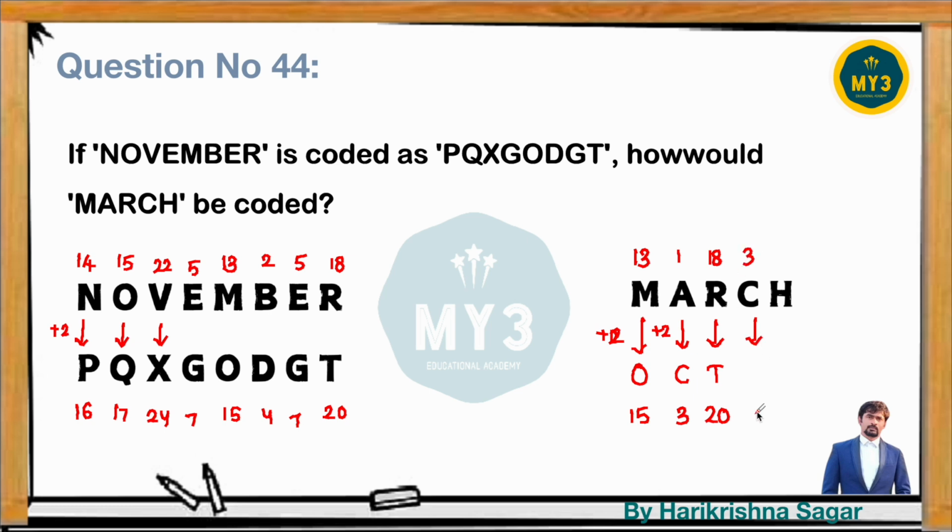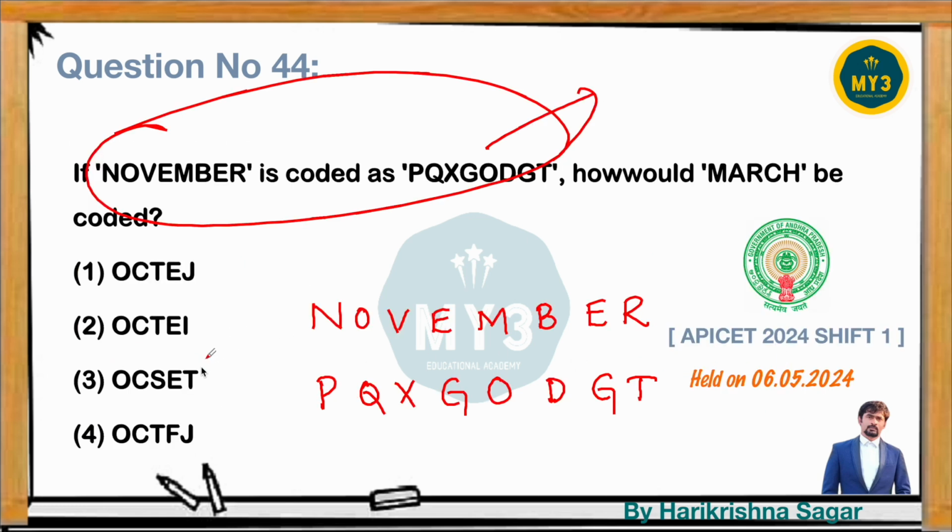C is 3. 3 plus 2 is 5. The fifth alphabet is E. H is 8. 8 plus 2 is 10. The 10th alphabet is J. So your answer must be OCTEJ, which is available as option 1. You mark it as the answer choice.